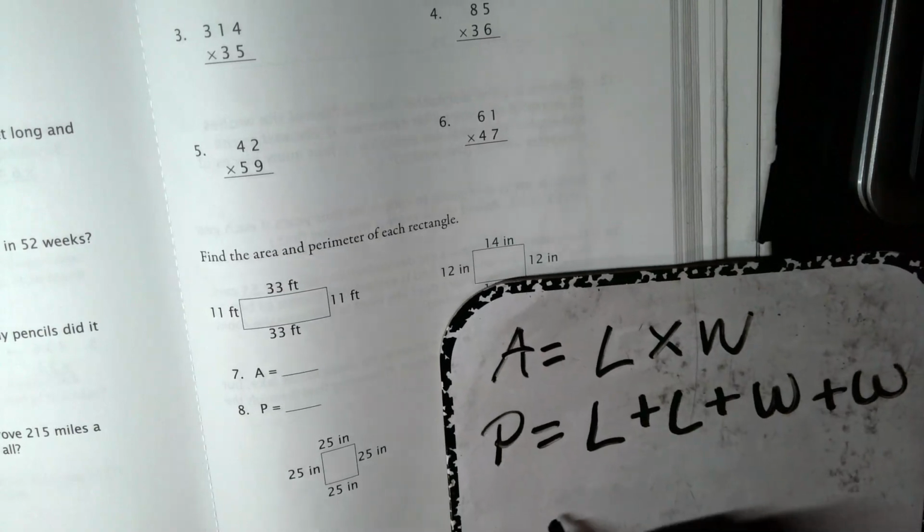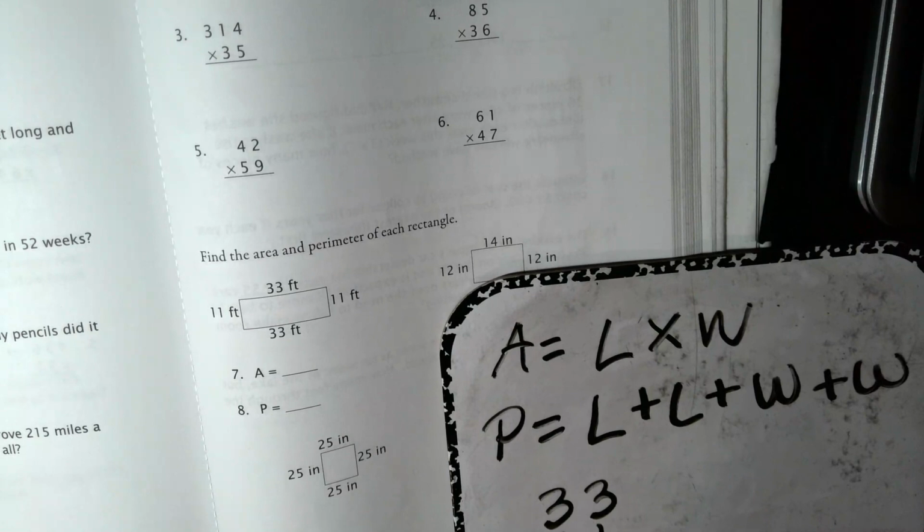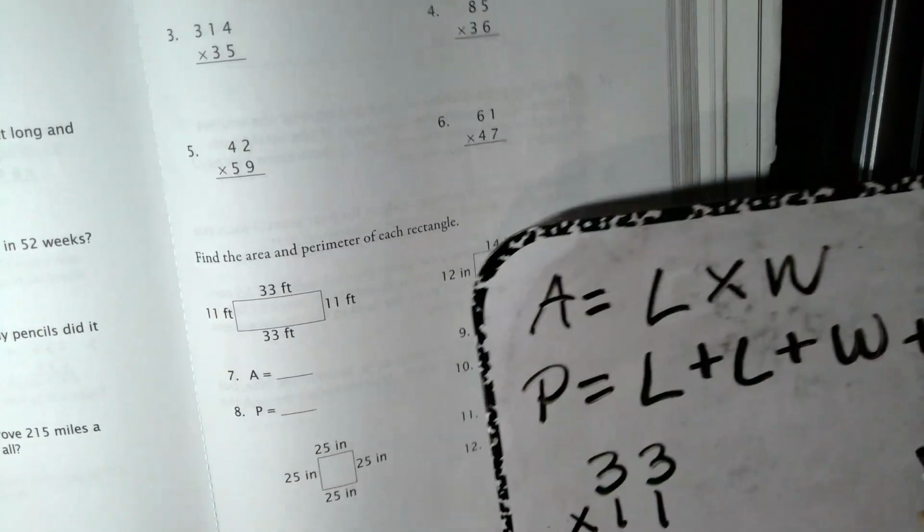So for area, we would have 33 times 11. And for perimeter, we would have 33 plus 33.